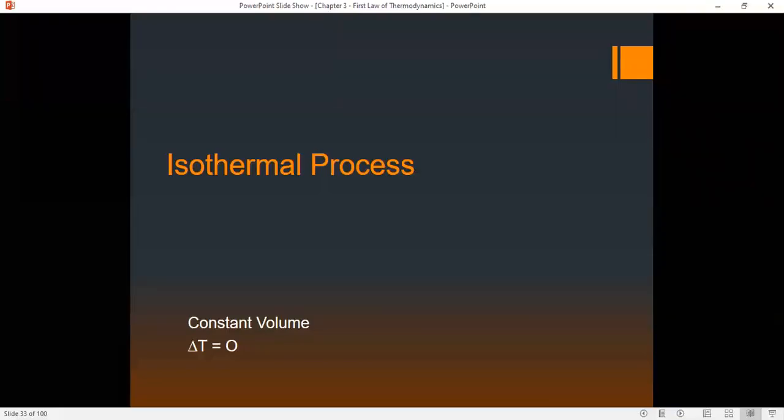Let's talk about the last of the processes. Well, it's not the last process. Eventually, we'll get to adiabatic. But we'll talk about the case where the temperature is held constant, isothermal, okay? Iso meaning same temperature.